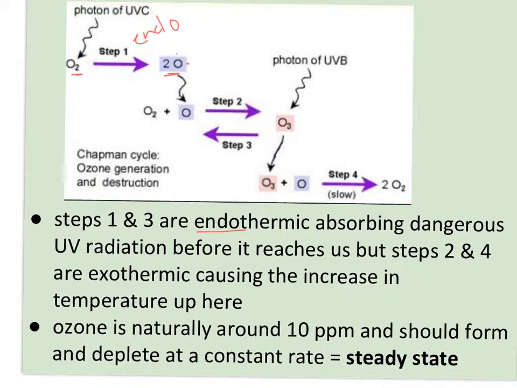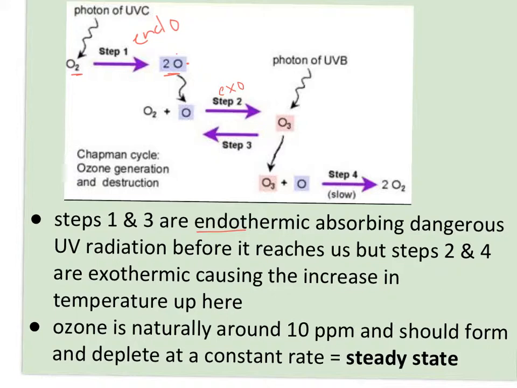But so when you have these two oxygen atoms, they're fairly easily going to hook up with an O2 molecule. And in step 2 now, this will be exothermic. They will release some energy as they form the ozone molecule. Okay, so the ozone is formed in the stratosphere through an exothermic process.